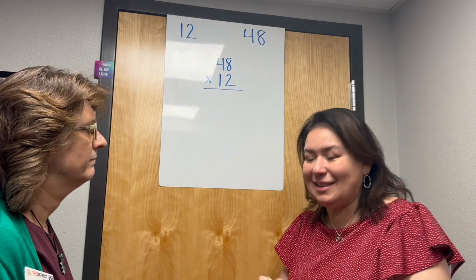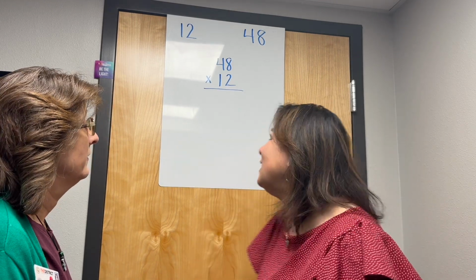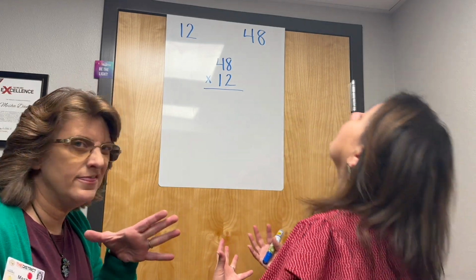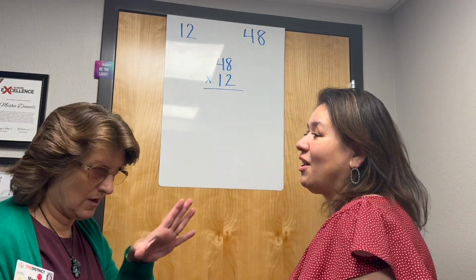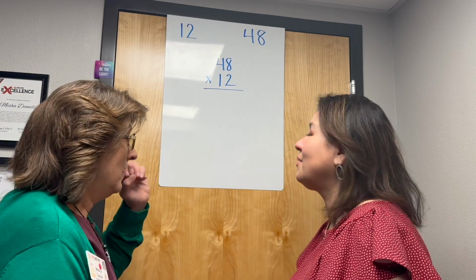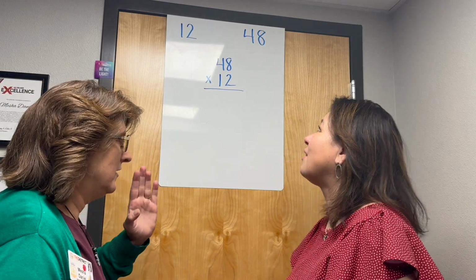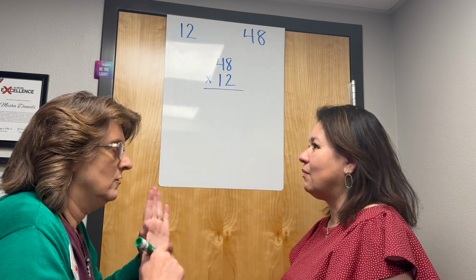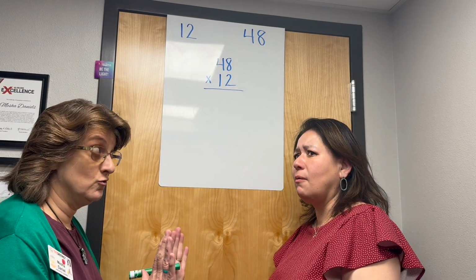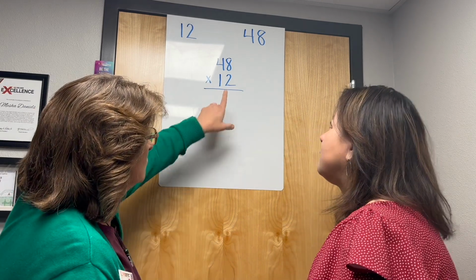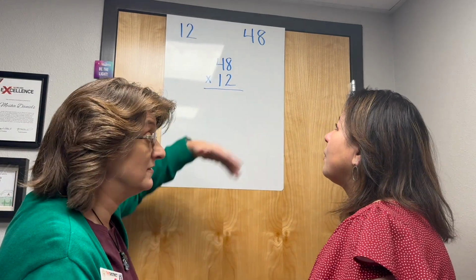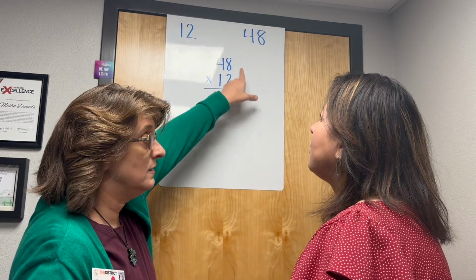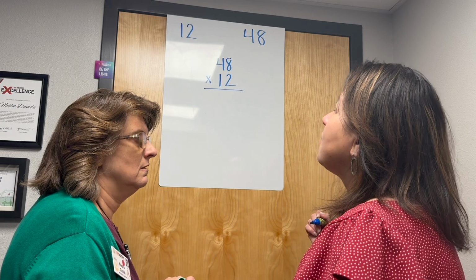Okay. But now what do I do? These are big numbers. I think I might know this. I remember it's almost like a crisscross type thing. It's really cool how it works. First we start with the 2 because it's in the ones place. So we say 2 times 8. What's 2 times 8? 16.